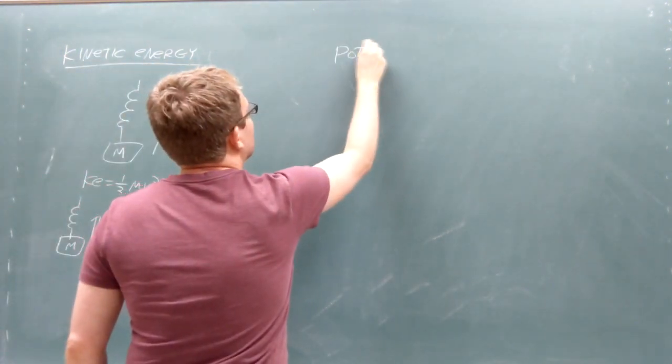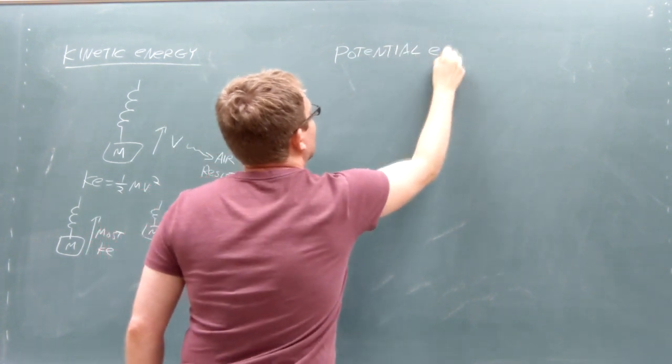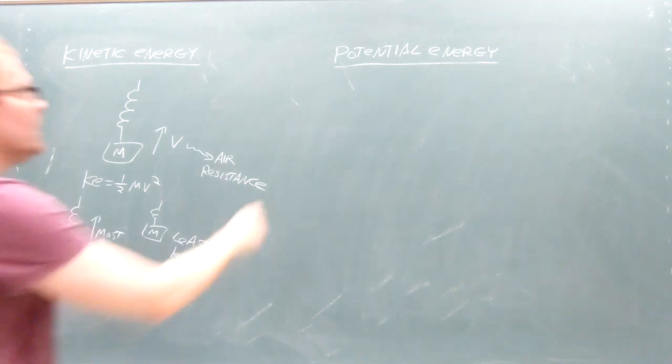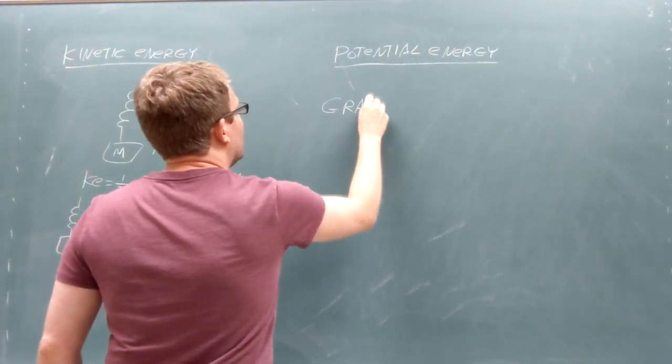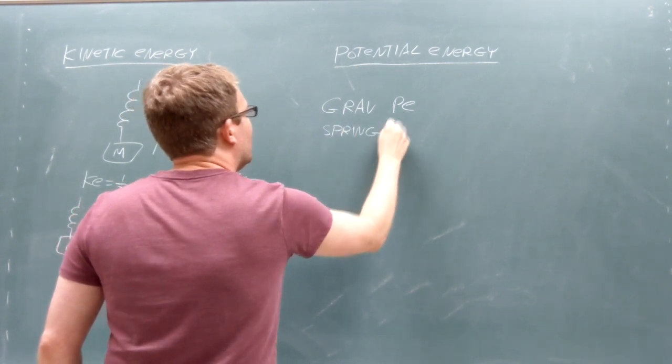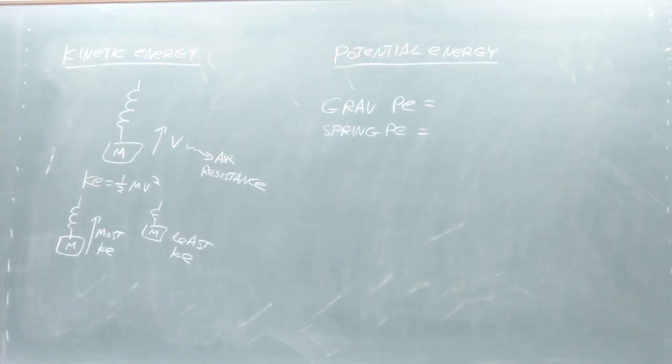The second kind of energy we need to think about is called potential energy. Potential energy is manifested as two objects interacting through a force. In this case, we're interested in the gravitational potential energy between the block and the Earth, and in the potential energy stored in the compression and stretching of the spring.